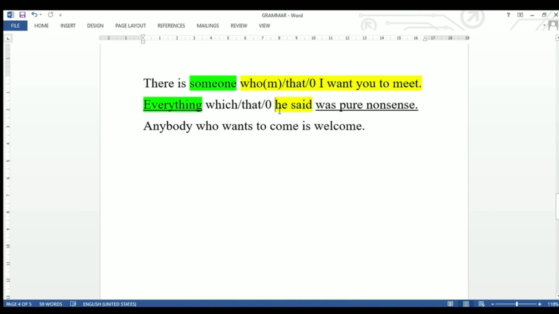Okay, anybody who wants to come is welcome. The indefinite pronoun is anybody, and the main clause is anybody is welcome.